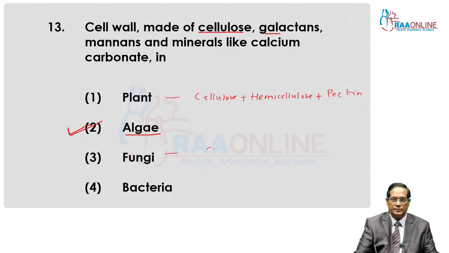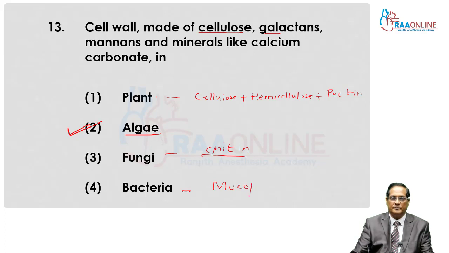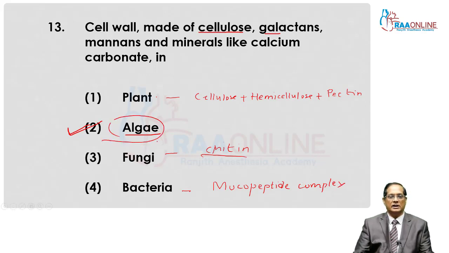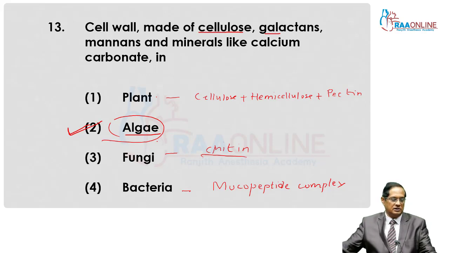Fungal cell wall is made up of chitin, no cellulose. That is non-cellulosic and made up of chitin. Bacterial cell wall is also non-cellulosic, made up of mucopeptide complex. So that's why the algal cell wall is the correct answer.